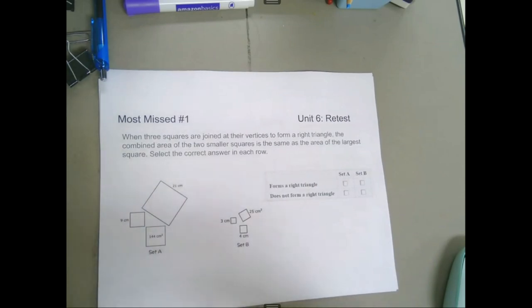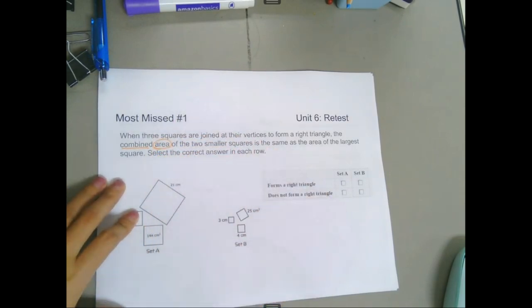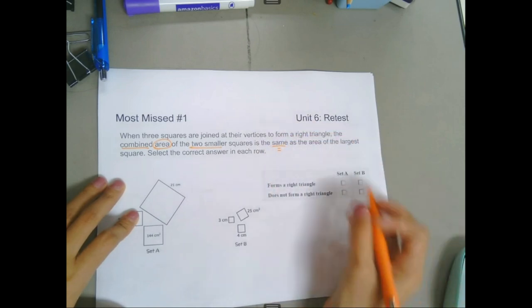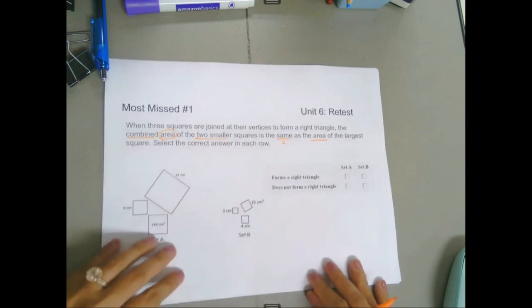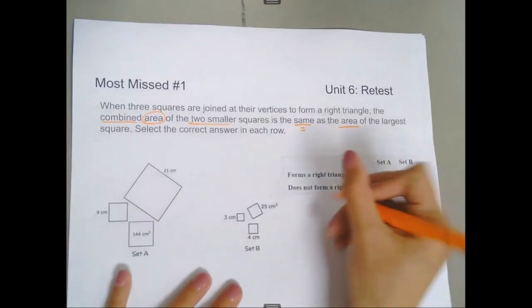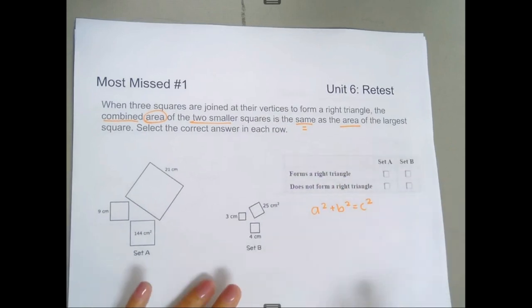When the three squares are joined at the vertices to form a right triangle, the combined area of the two smaller squares is the same as the area of the largest square. Select the correct answer in each row. So first it says combined area. So when we add the area of the two smaller, it's going to be equal to the area of the largest square. Now, we've been practicing this and we know that this means a squared plus b squared equals c squared, okay?